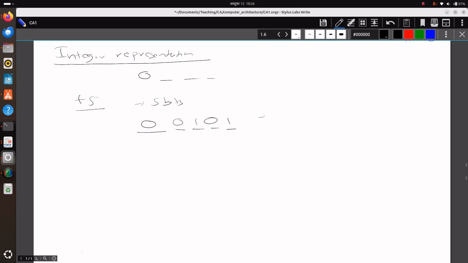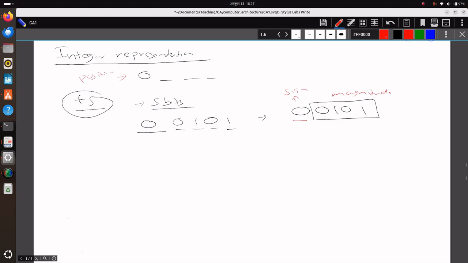1 0 1. So whenever we represent positive 5 in 5 bits, we might write 0 0 1 0 1, where these 4 bits represent the magnitude and the last bit represents the sign. So 0 is used for positive sign.